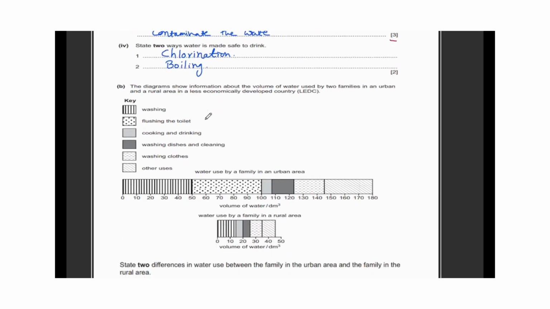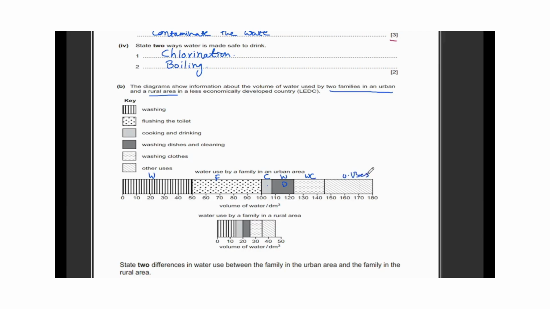Okay, moving to the next one here. The diagram shows information about volume of water used by two families in urban and rural area in less economically developed country. Fine. For washing, you can see more amount of water, that is 50 volume of water per dm cube is used. Then we have flushing the toilet, cooking. So I'll write here washing. Next one is flush. Third one is cooking. Fourth is washing dishes here. Next one is washing clothes and other use.